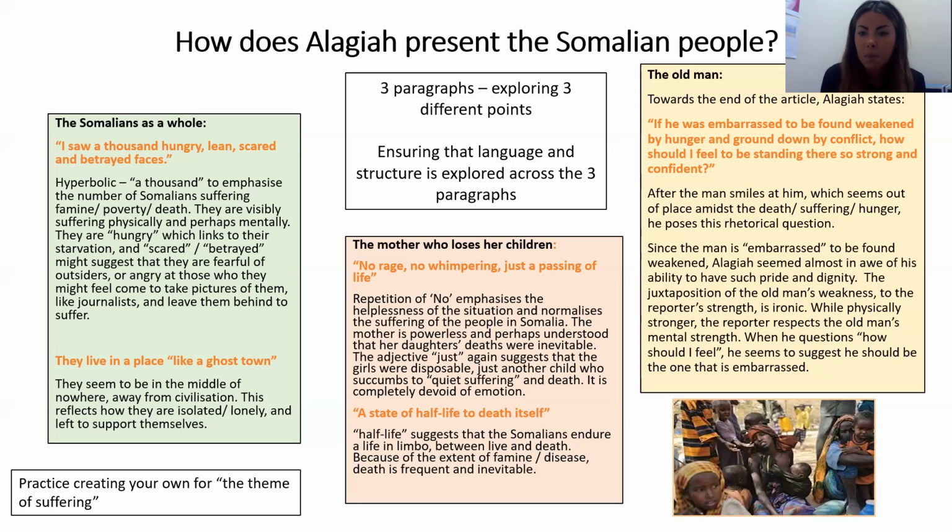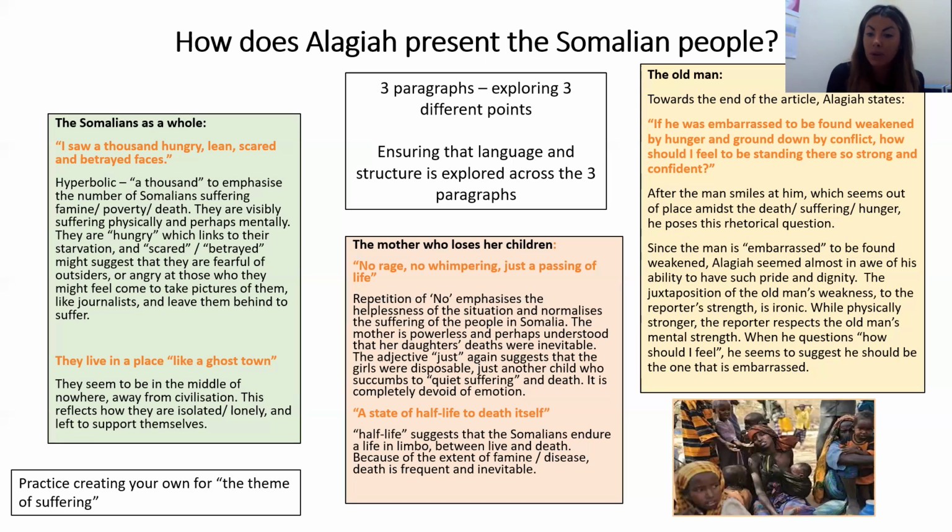Towards the end of the article, it says that if the old man was embarrassed to be found weakened by hunger and ground down by conflict, how should I feel to be standing there so strong and confident? So the man smiles at him when he's there, and the reporter is questioning that smile. And someone says, oh, well, he's embarrassed for you to see him in this way. So that smile stands out to him amidst the death, the suffering, the hunger, and he poses this rhetorical question.